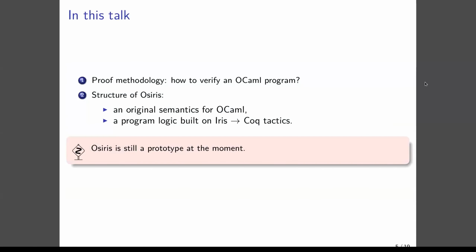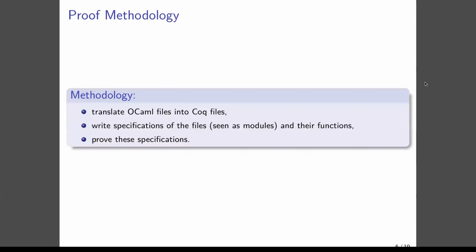In this talk, I will present this proof methodology and show how to verify a small OCaml program. Then I will focus on the structure of the project and how it was written, that is, how we define our semantics and provide the program logic we use. But keep in mind that the project is still very young and it is still a prototype at the moment, so we do not have support for the whole language, nor can we use the tool to verify large projects and modules right now.